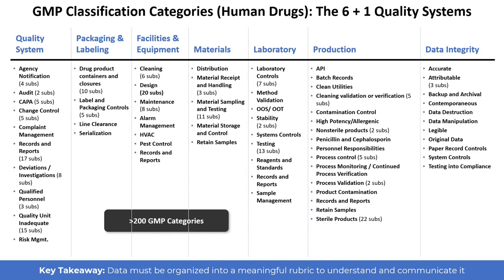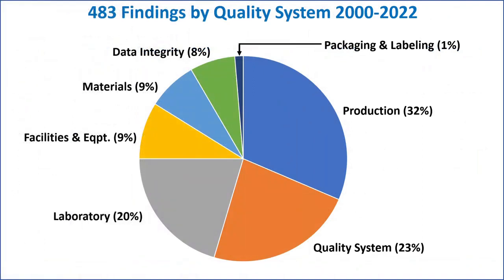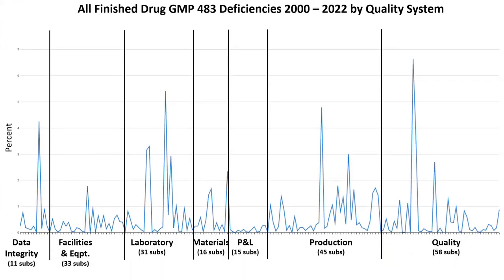Looking at a high level just by quality system, our model shows where the deficiencies map, based on over 10,000 483s issued since 2000. And here is a detailed look that shows the frequency of each finding by quality system and subsystem, which we examine in the rest of the series. After the introductory video, the next 3 examine data integrity, facilities and equipment, and laboratory systems. This time we take a look at the materials system.